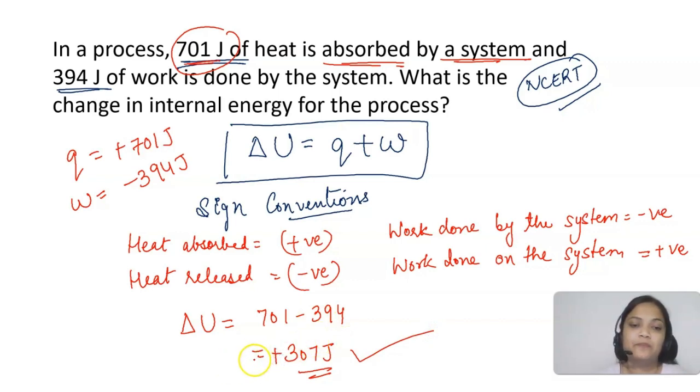Keep that in mind. If you are not taking the right sign conventions, it might come out wrong. So these four things you have to remember: heat absorbed, heat released, work done by the system, and work done on the system.